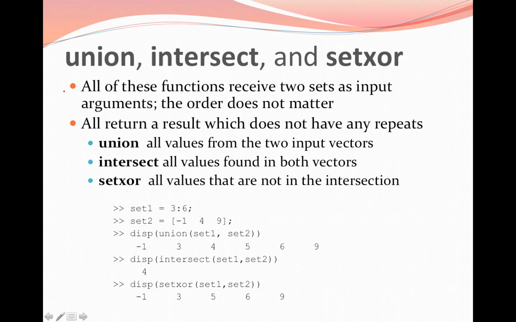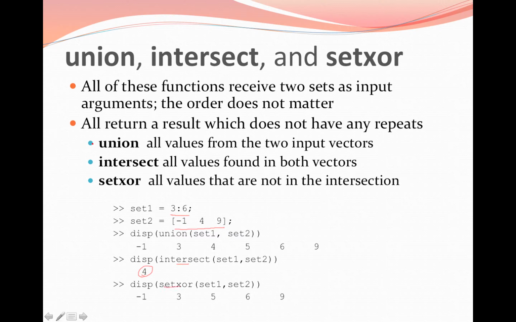So in this particular case, we have set1, which is 3, 4, 5, 6, and set2, which is -1, 4, 9. So the union gives us all of the combined values from those two vectors in sorted order. So -1, 3, 4, 5, 6, 9. The intersect function gives us all of the values that are found in both vectors. In this case, there's just one value, which is the number 4.